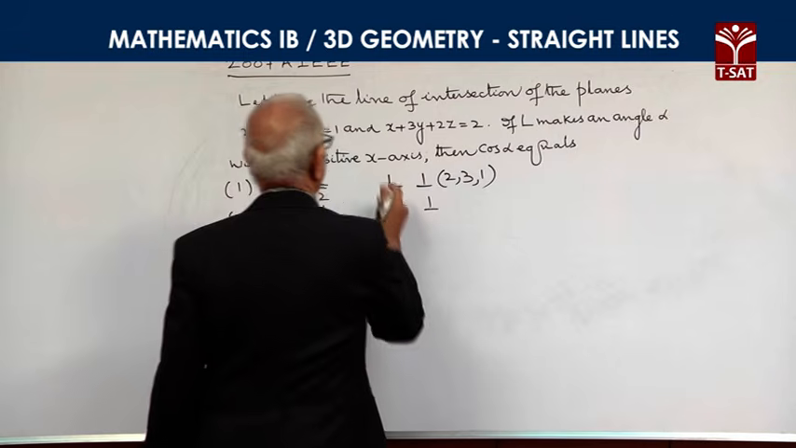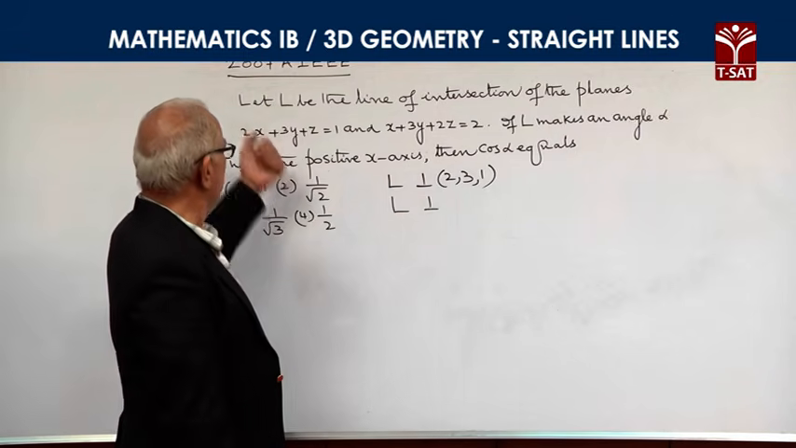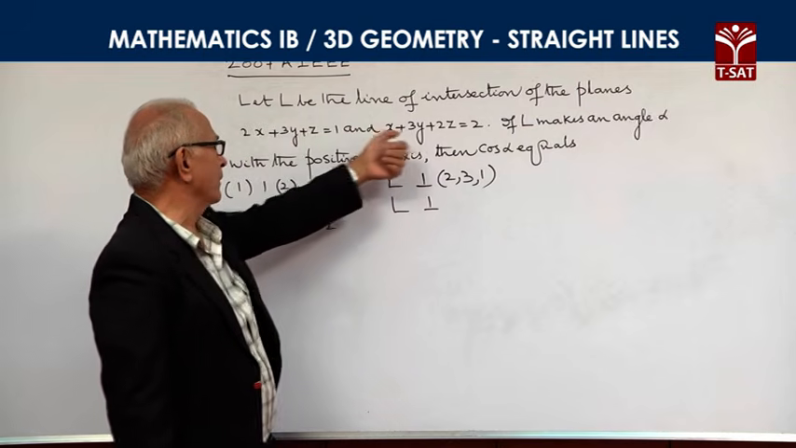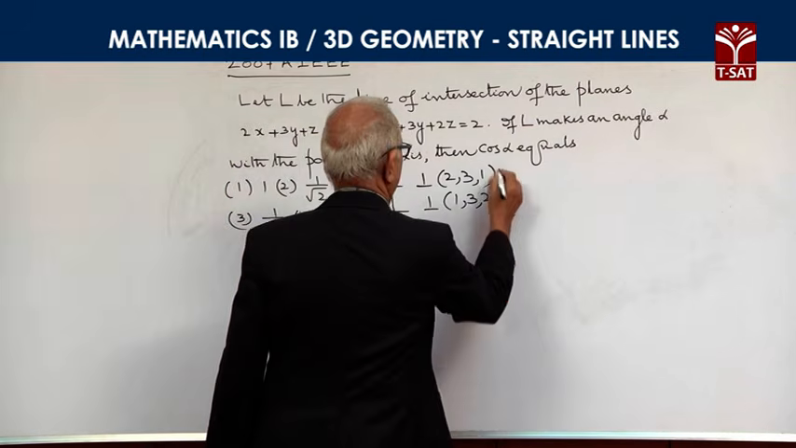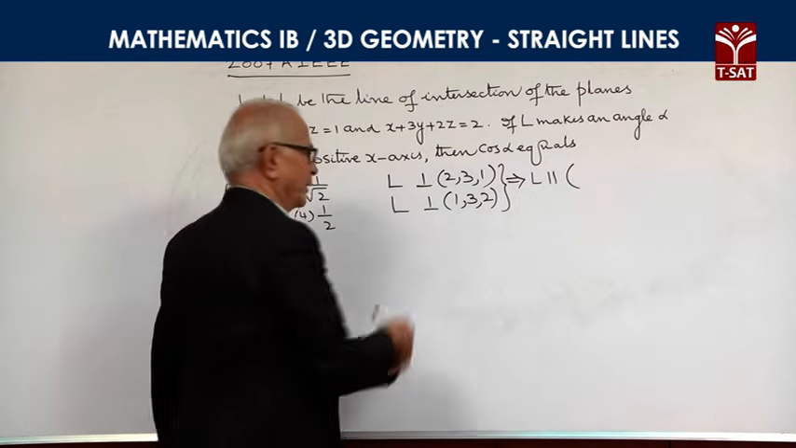L is also perpendicular to the normal vector because L is contained in both the planes. L is perpendicular to the normal vector to the first plane and the normal to the second plane, 1, 3, 2. This implies L is parallel to the cross product of these two.